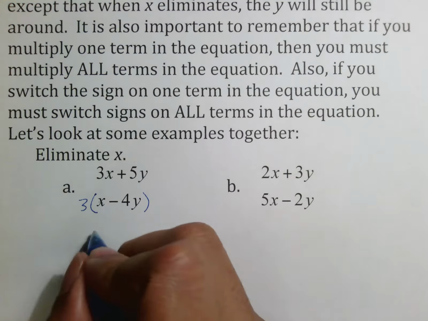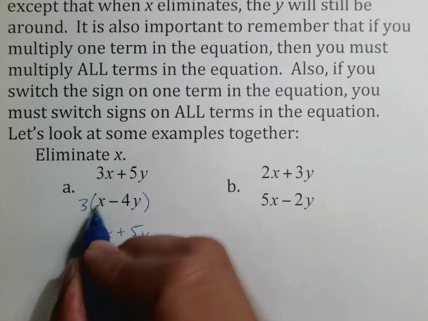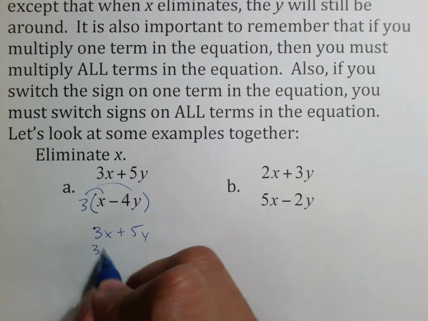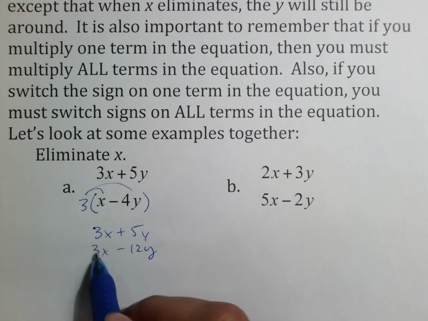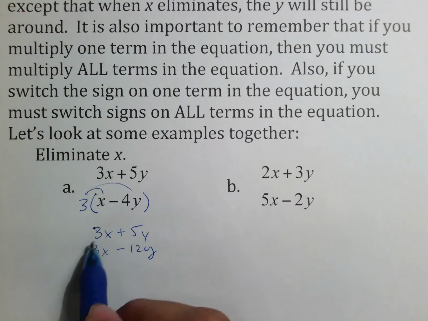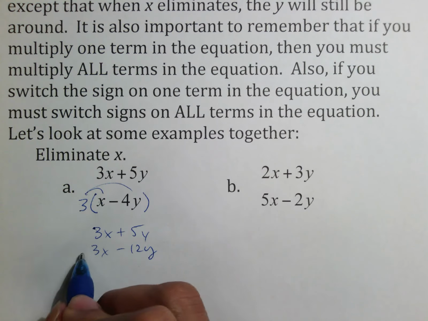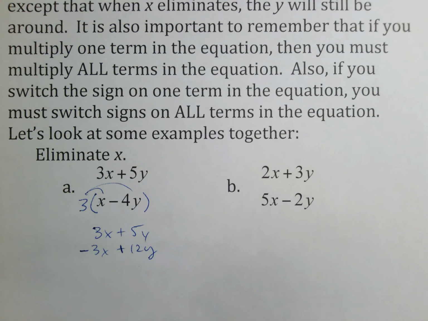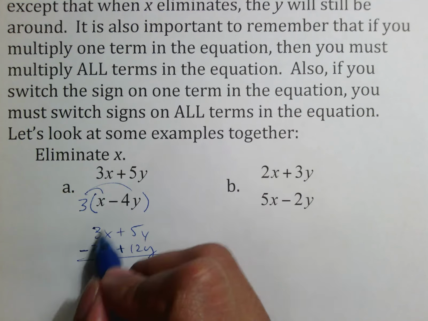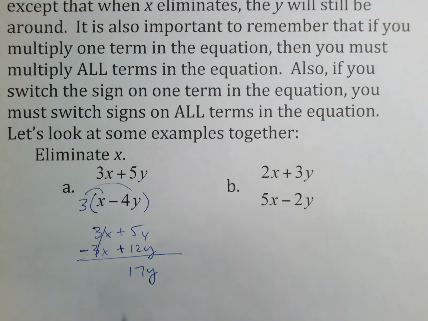Now rewrite the top equation because nothing changed. 3x plus 5y, and the bottom equation when I distribute turns into 3x minus 12y. Again, 3 times x, 3 times negative 4. But notice these two don't go away. I have to switch the signs, and here's what I do. Go to your bottom equation and switch everything in the bottom equation. Notice now whenever I add everything up, this goes away, but 5y and 12y make 17y. This is where you're stopping today.